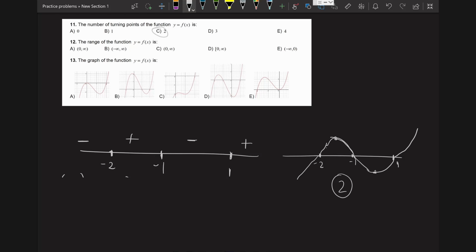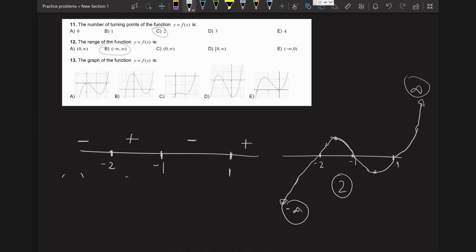Now for question 12, it's asking us what is the range of y values? Well, we know that there's no turning points before negative 2. So we know that the function would probably keep going to negative infinity. And after here at 1, we know that the function is going to keep going up and it's probably going to go to infinity. So the range is negative infinity to infinity. The function is not limited in any way in terms of its y values. So negative infinity to infinity, that would be our answer for question 12.